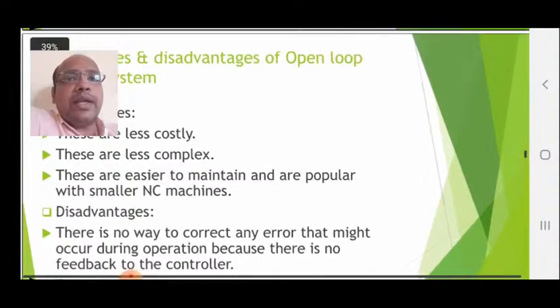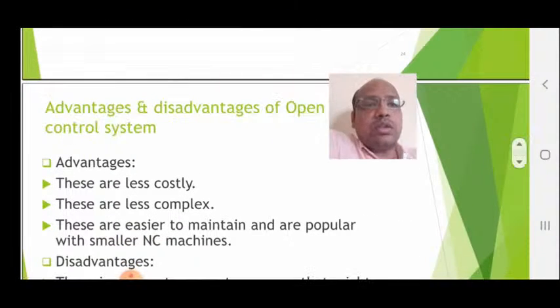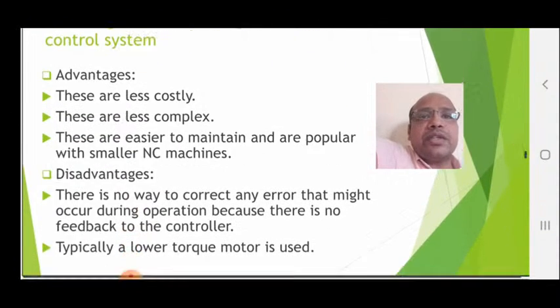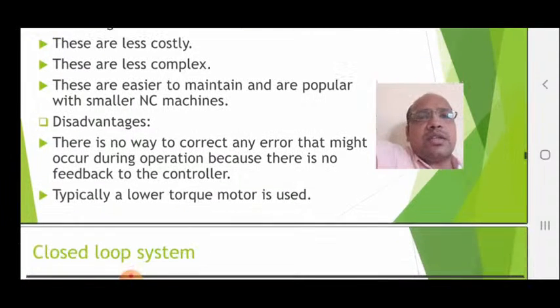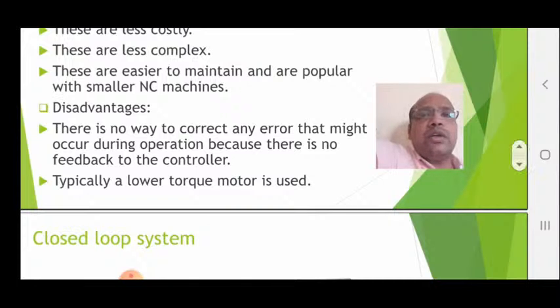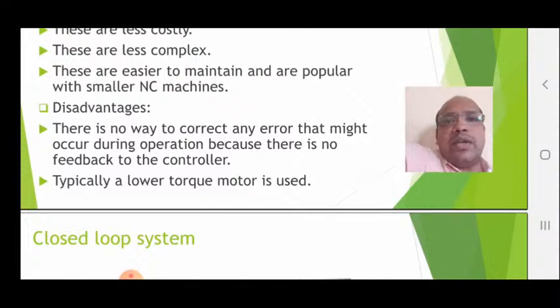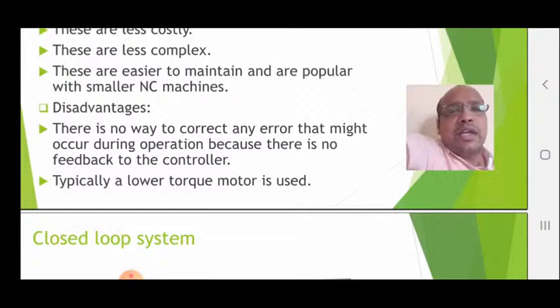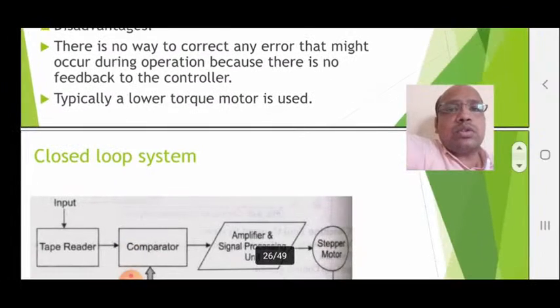Now let us see the advantages and disadvantages of both the systems. First one is that open loop systems are less costly. These are less complex, easier to maintain and popular with smaller NC machines. The disadvantage is that there is no way to correct any error that may occur during operations because there is no feedback to the controller. Just now I discussed, if there is an error of 0.1 mm, there is no chance to correct that error. Typically a lower torque motor is used in open loop systems.